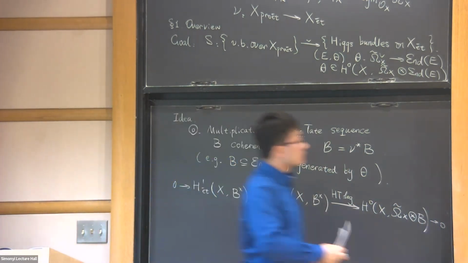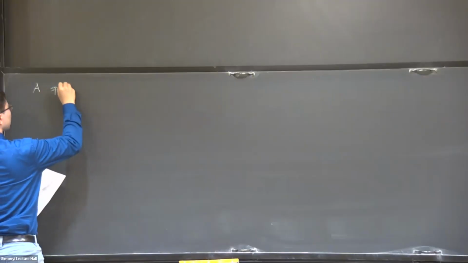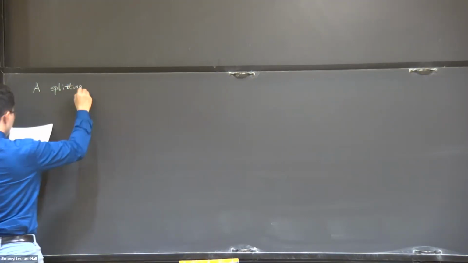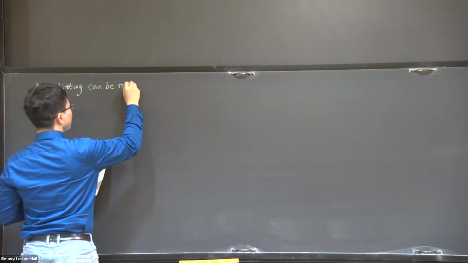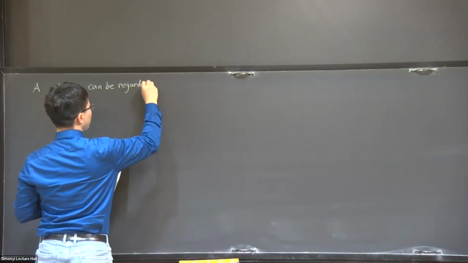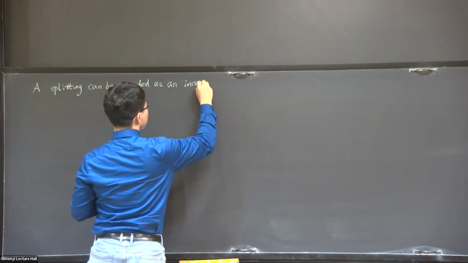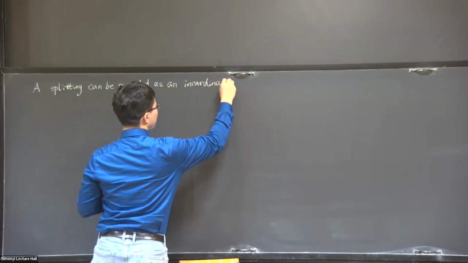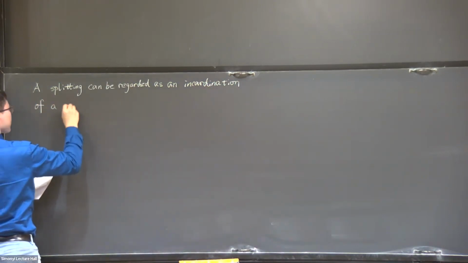So the idea is that a splitting of such a short exact sequence can be regarded as an incarnation of a p-adic Simpson correspondence.